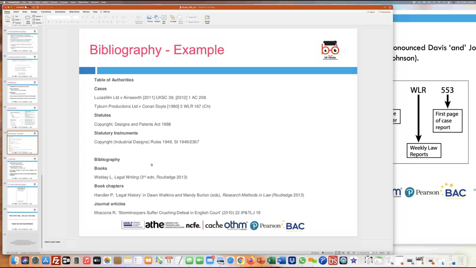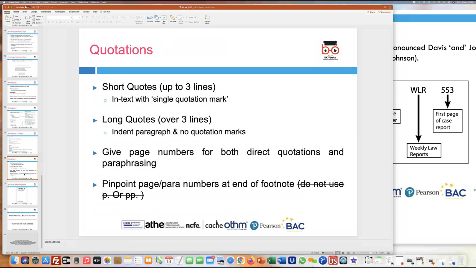So any questions on this, Johnson? Any questions on this? I think it's clear.